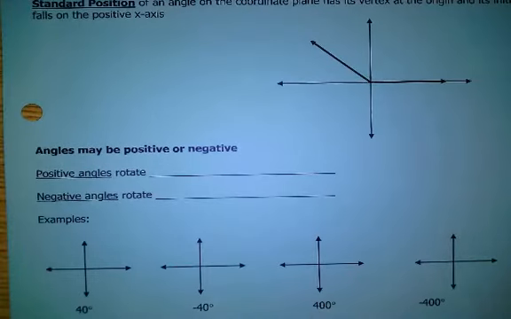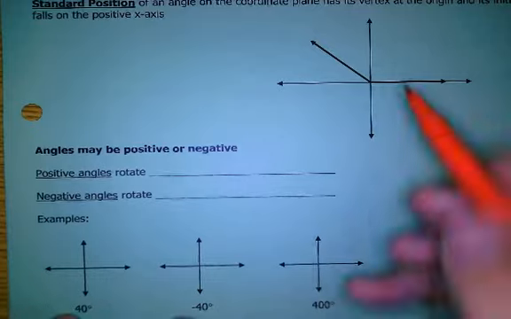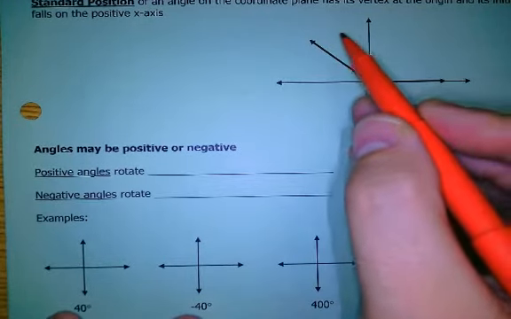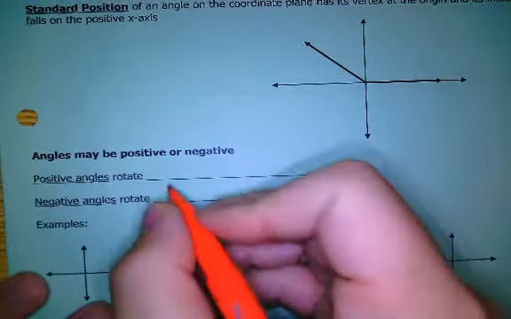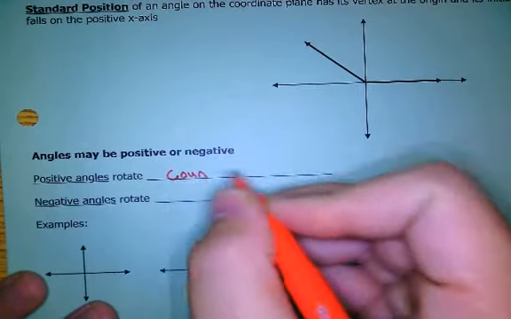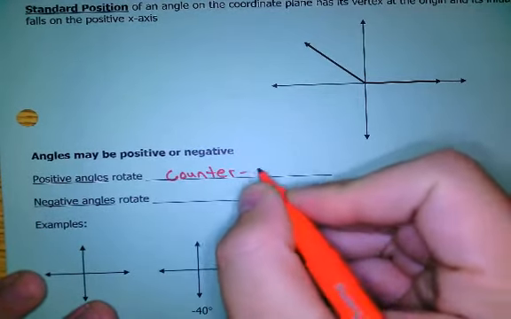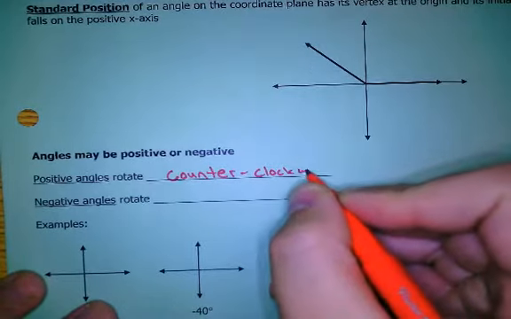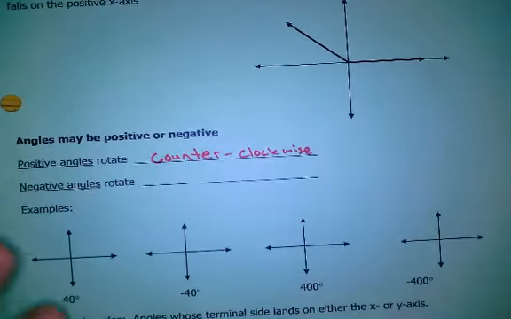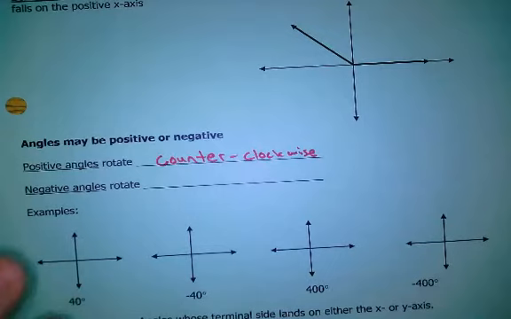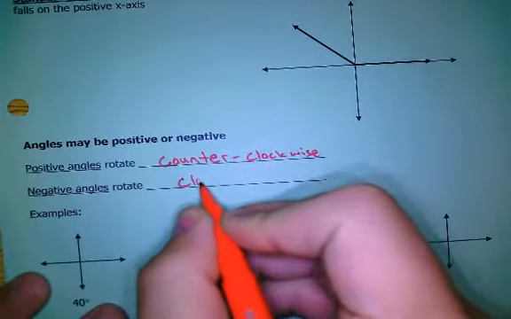So positive angles rotate. How do they rotate? To the left, which is counterclockwise. Therefore, negative angles rotate clockwise.